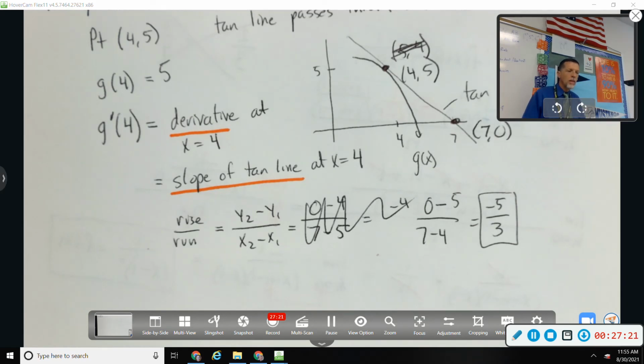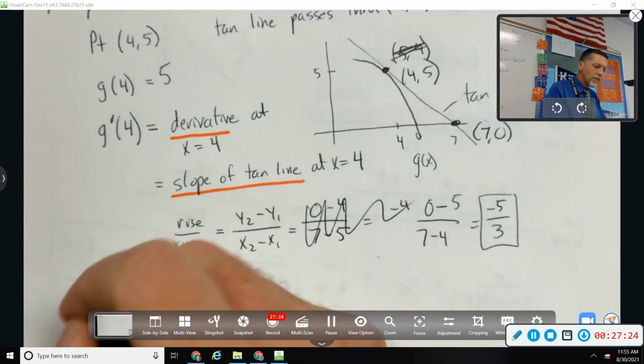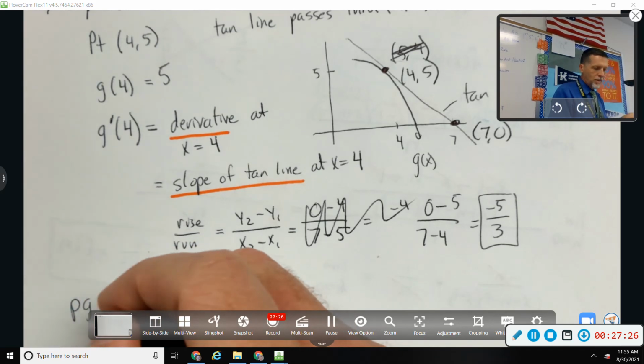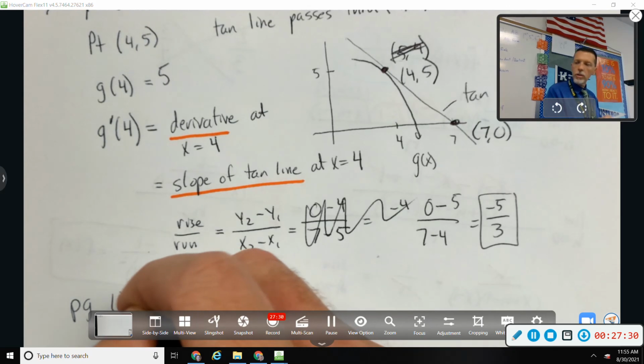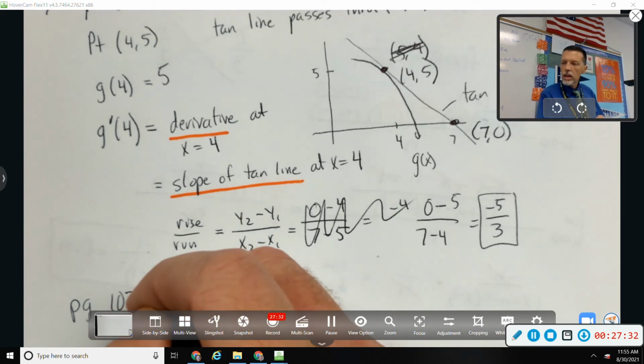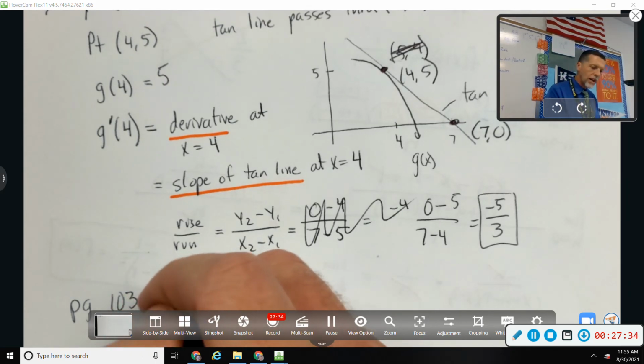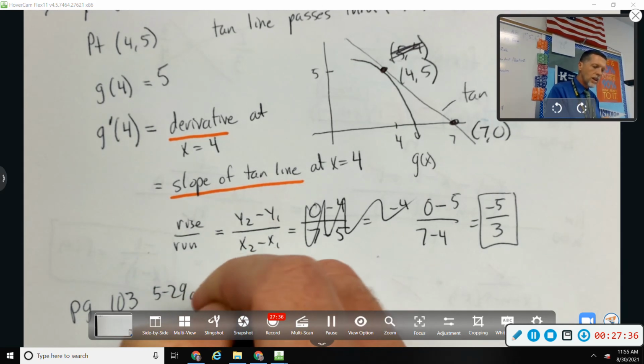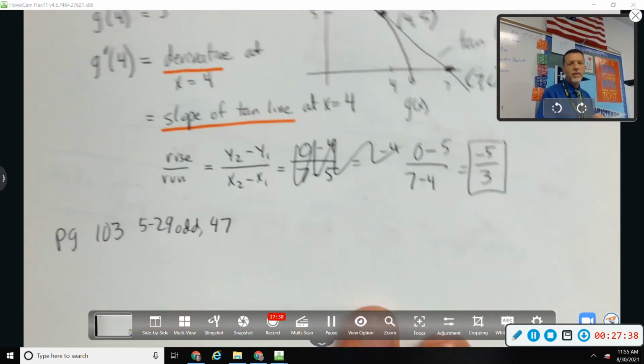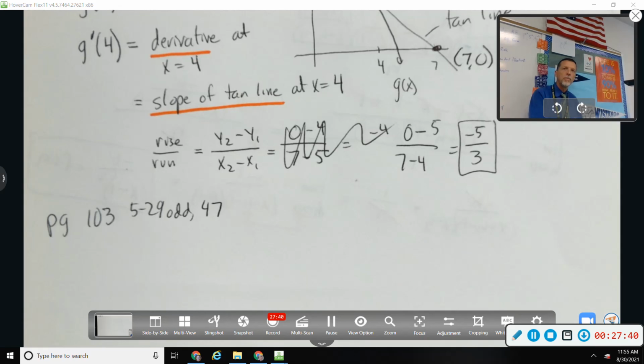All right, if you haven't done so already, Friday's assignment was page 103, 5 through 29 odd, and 47. And again, we did some of those. That's what we just did. Tomorrow we'll sandwich in a couple of things, but it's 2 easy things, so that'll be okay. Plus we won't have to go over the test or homework or anything. We'll just jump straight in.